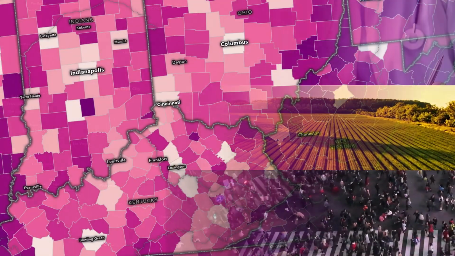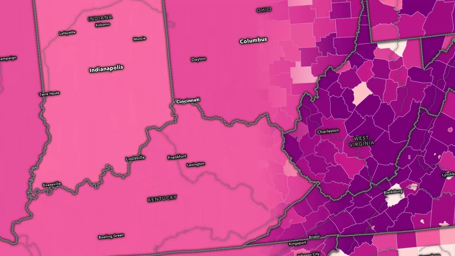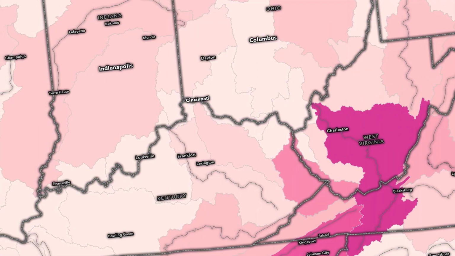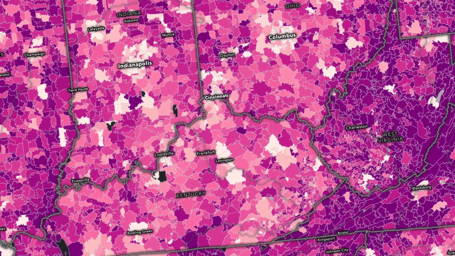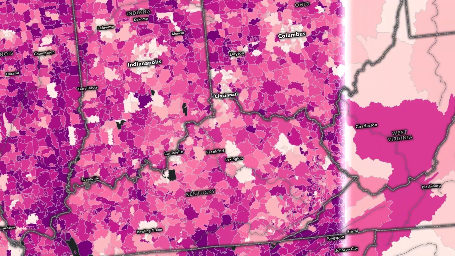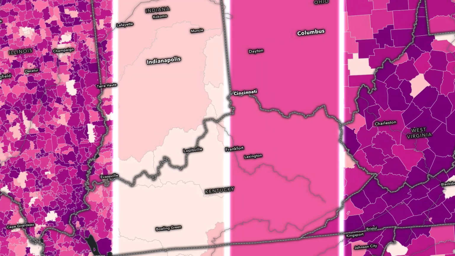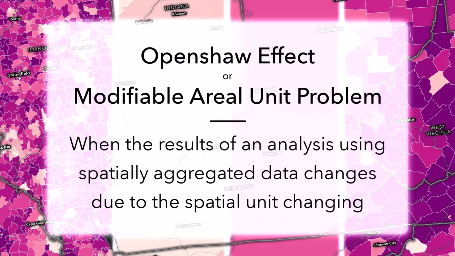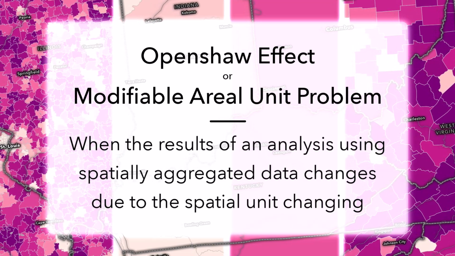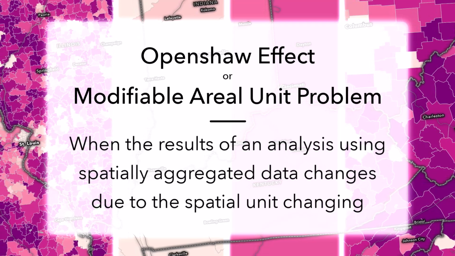But what if the analysis were repeated using some other spatial unit, such as states or watersheds or postal codes? Would we have reached the same conclusion? The answer is a definite no. The results of an analysis using aggregated spatial data will always change when the spatial units change. We call this the Modifiable Areal Unit Problem, and it's something every spatial analyst must be aware of.